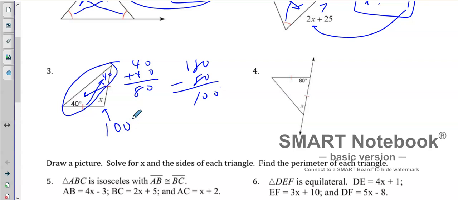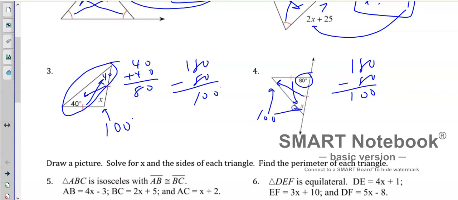Same idea here, except a little bit different. These two are equal to each other. So I've used up 80 degrees here, which we just did the math on. That's 100. But that 100 is being split up here and here evenly because those are equal to each other. So if I divide by 2, x is 50 degrees.